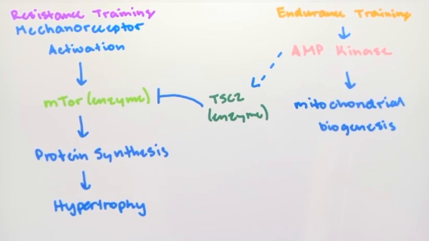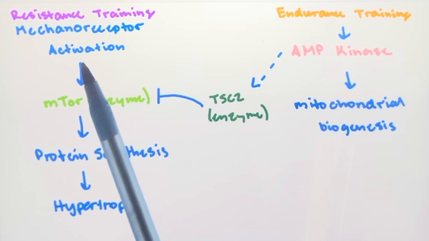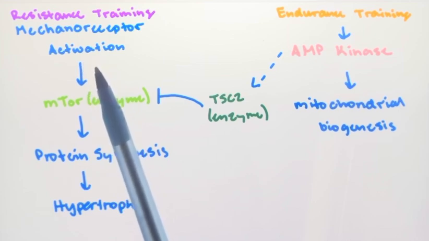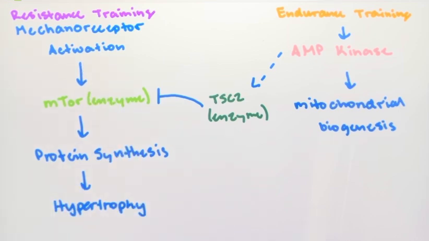For question 9, it asks, does resistance training and endurance training interfere with one another, and explain? So breaking down what happens with each. When we are doing resistance training, the mechanoreceptors are activated because they sense movement is happening, and therefore that triggers the release of the enzyme mTOR.